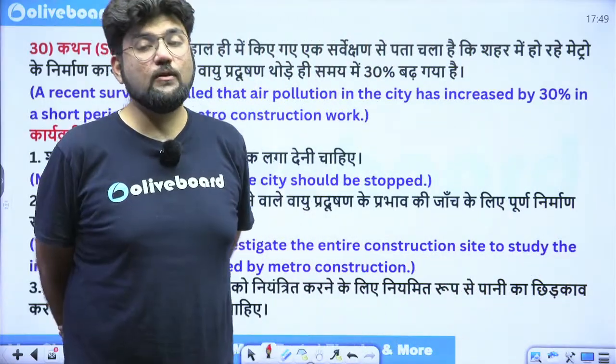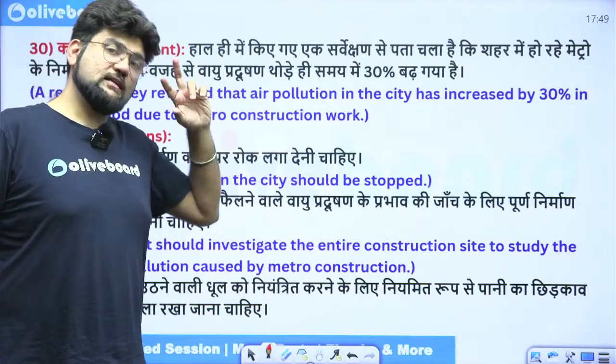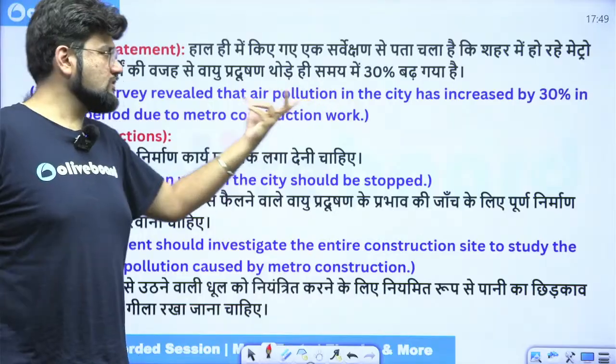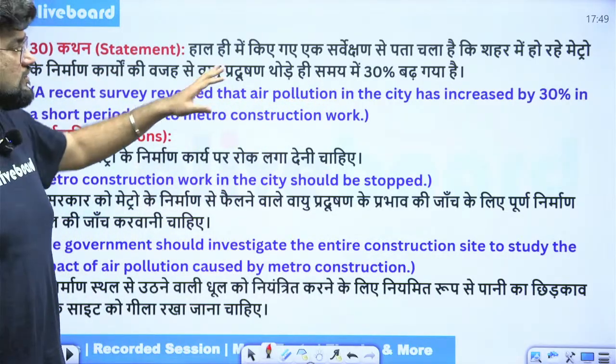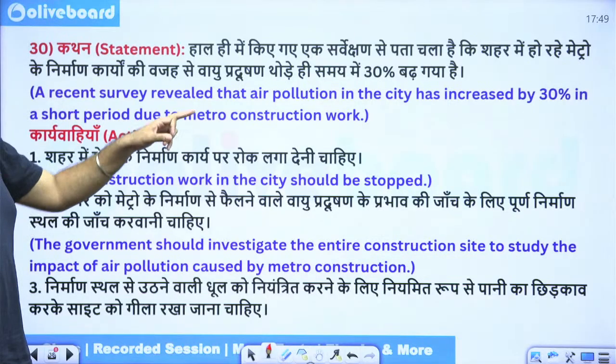Why so? Because the pollution has alarmingly increased. Now, comparing to that, everything has been banned here, right? So what students assume here is that since air pollution has increased by 30% due to metro construction, it should be stopped.